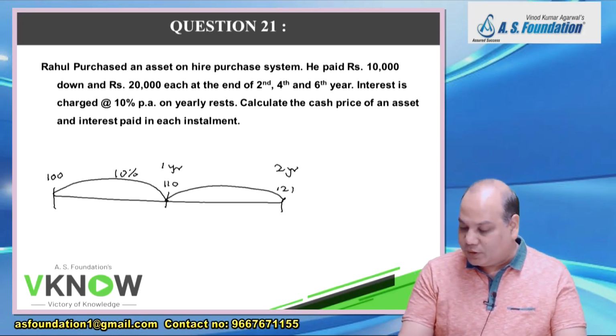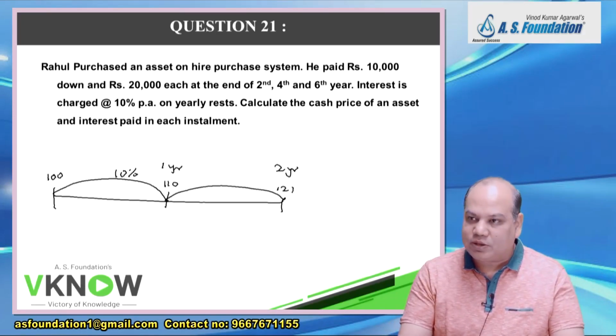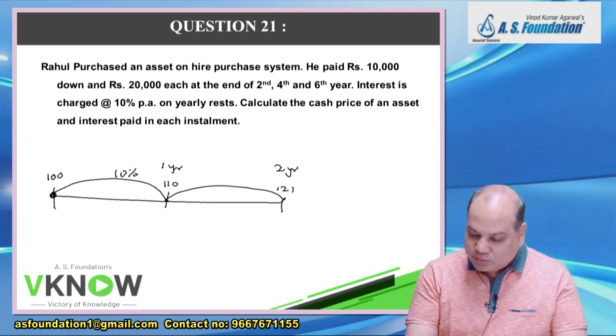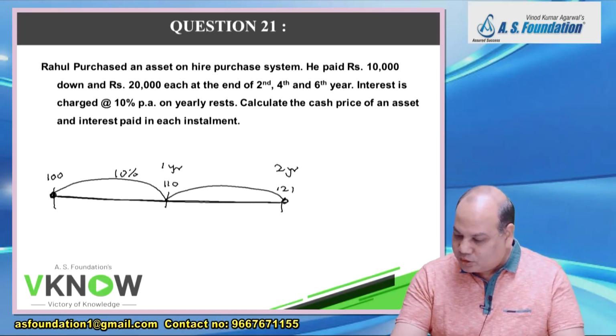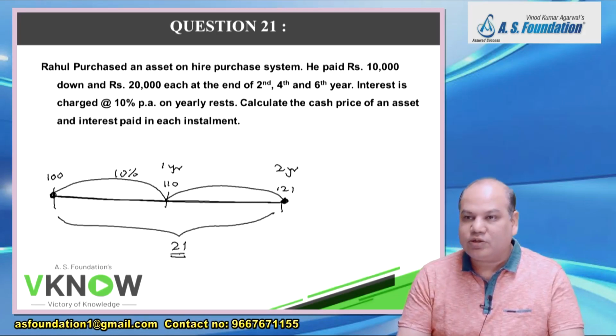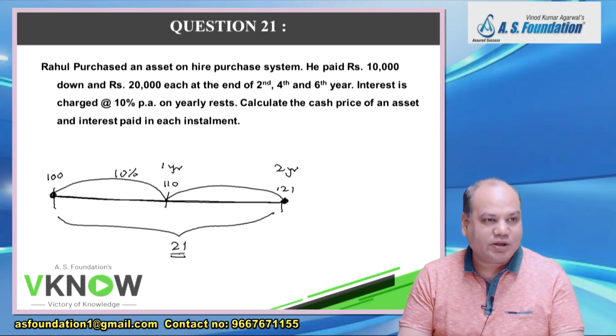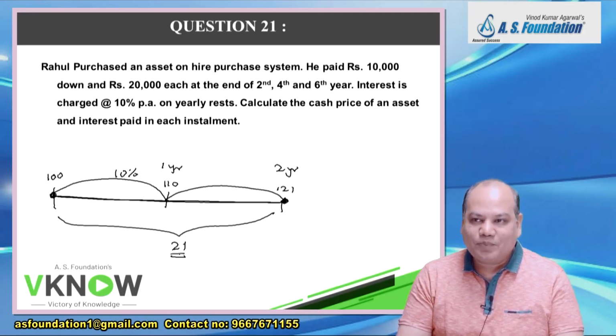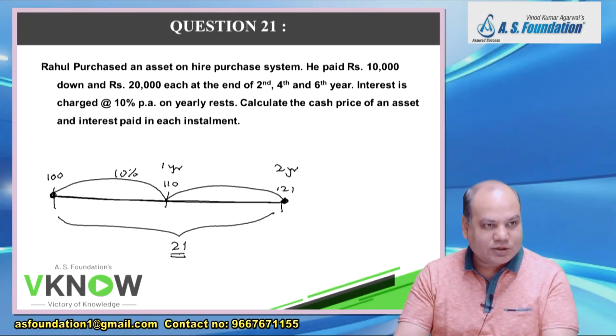So, my effective interest rate is 21%. Because your 100 rupees after 2 years becomes 121, effectively they are charging you 21 rupees or 21% interest. Although they are calling it 10% per annum on yearly rest, that is to fool you. But actually you are paying 21% interest every time the installment is paid.